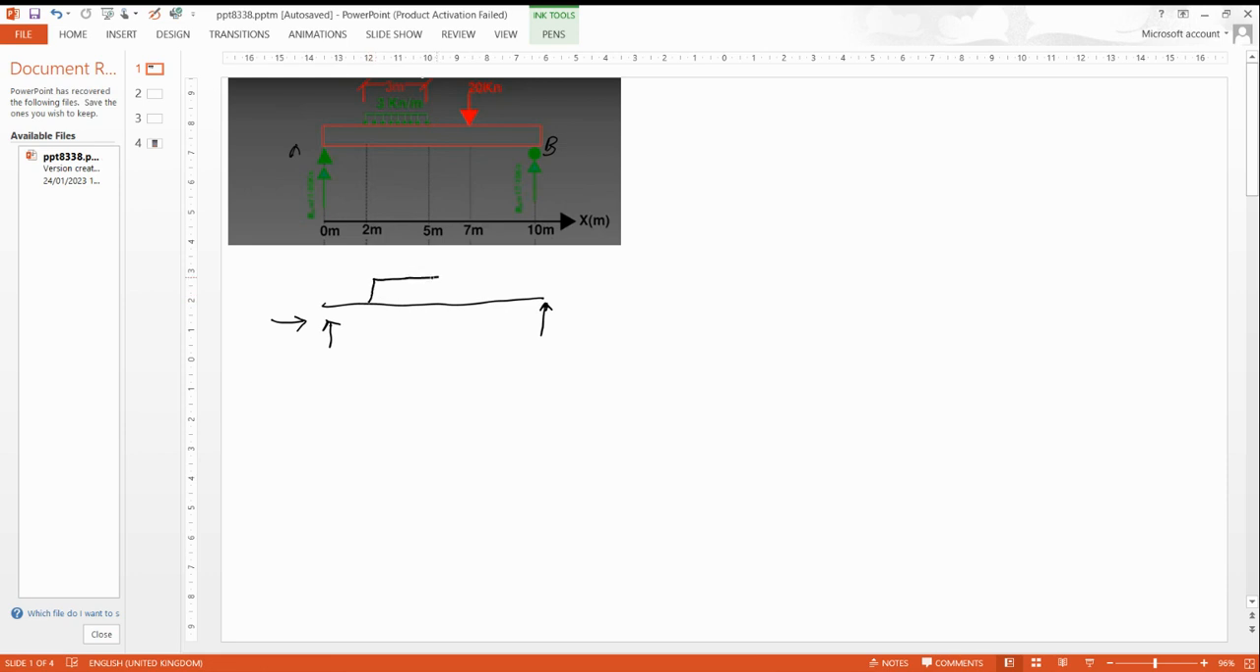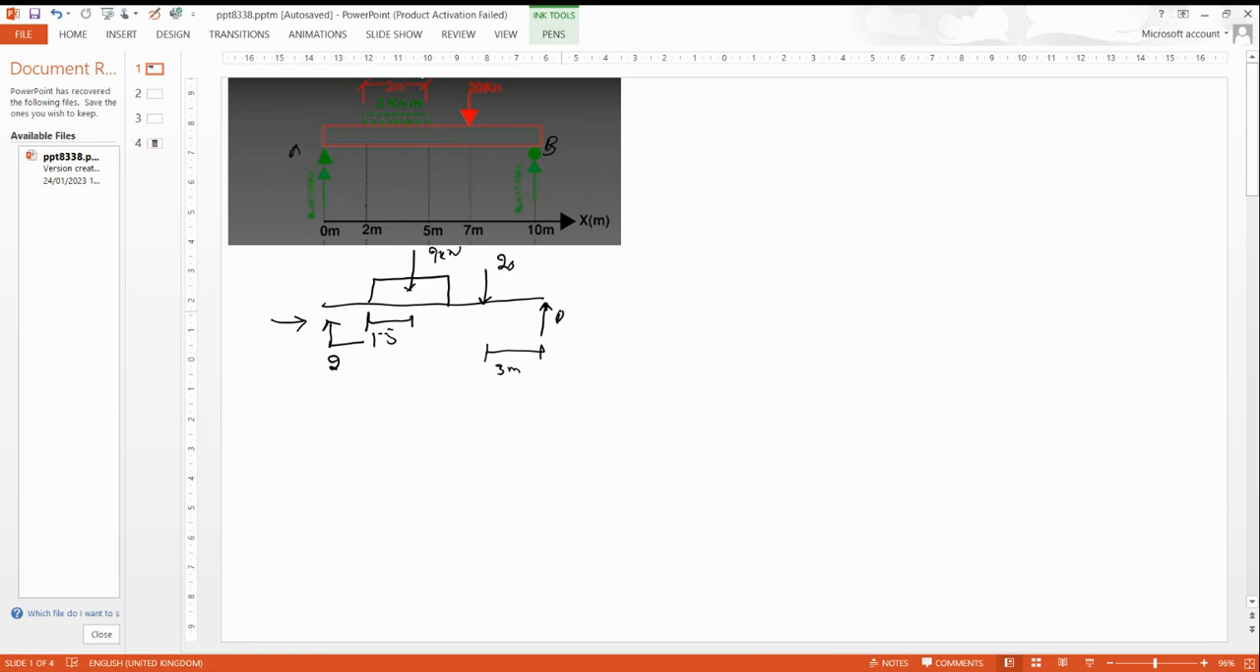Here we have a UDL. We will change it to a point load: 3 kilonewton per meter, and the total distance is 3, so 3 times 3 is 9, and the 9 acts at the midpoint. So 9 kilonewton at the midpoint, at a distance of 3 divided by 2, which is 1.5, and here is 2 meters. The point load here is 20 kilonewton, 3 meters from the roller support.